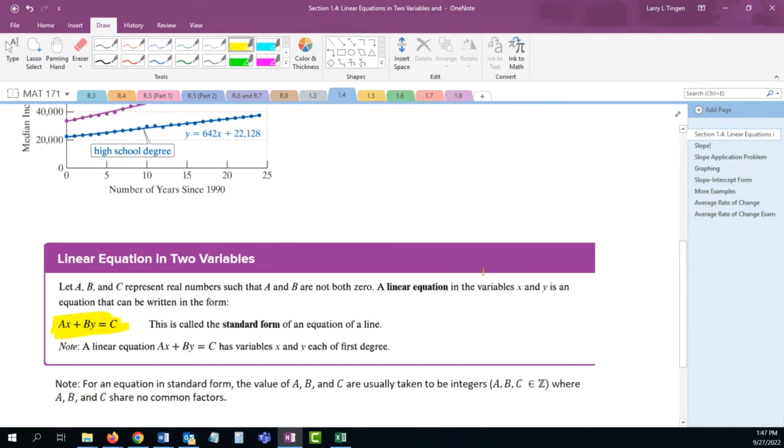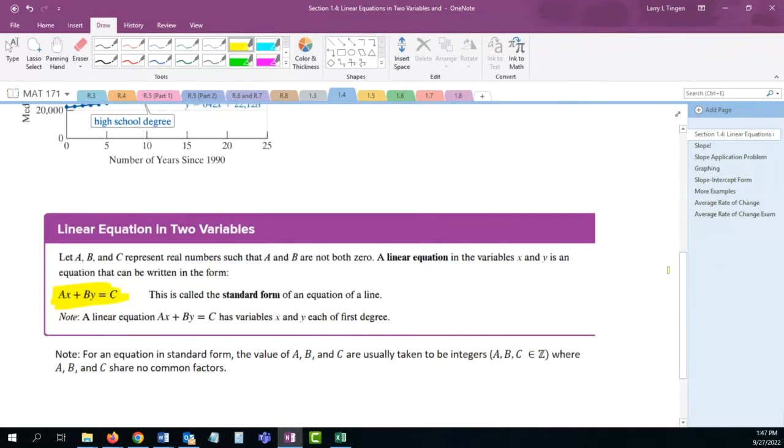That is not a particularly useful form for us. We would rather have slope-intercept form or point-slope form, but that is the standard form. If you have a linear equation in two variables, then it can be written in that form. And this is why A and B are not allowed to be zero. C can be zero because I don't really care what C is, it's just a constant. But if B is zero, the y goes away. If A is zero, the x goes away. So, two variables, linear equations.